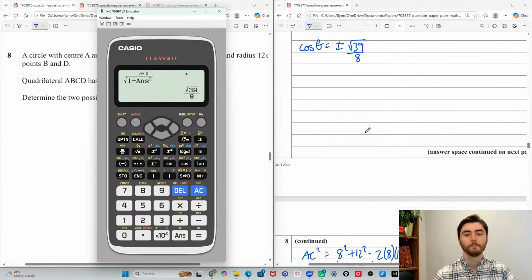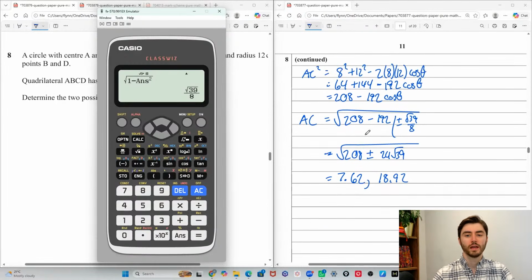Okay. Now, this thing is, so let me do 8 squared plus 12 squared minus 2 times 8 times 12 times answer, because the answer was cos theta. And then square root that thing. Good.